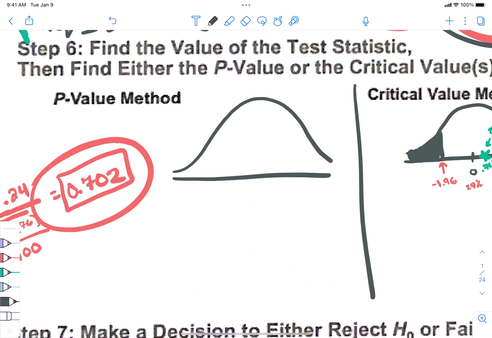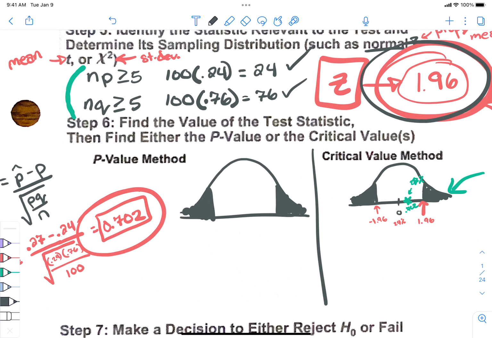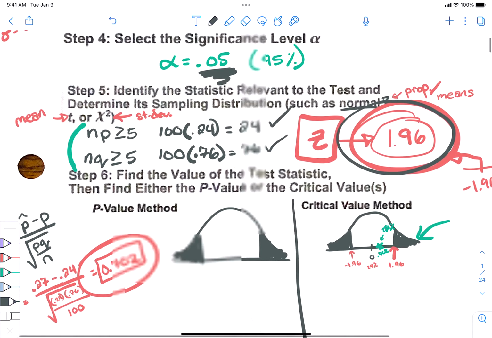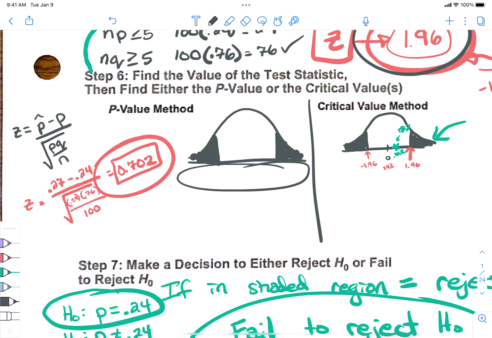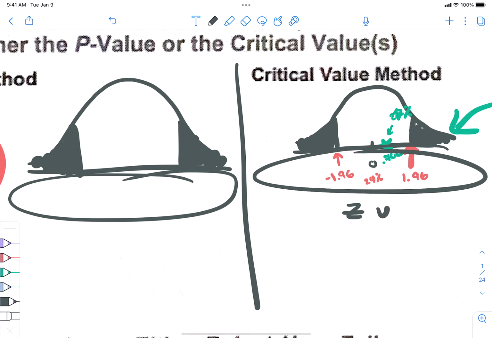Still draw a bell curve, and I still have my two shaded regions. Here's how the p-value method works. We're going to get the same conclusion, just a different way. You decide, because I think the critical value method is better, but some people don't. Here's my bell curve, and rather than having z's down here, where we had our z scale, these were all z values or critical values.